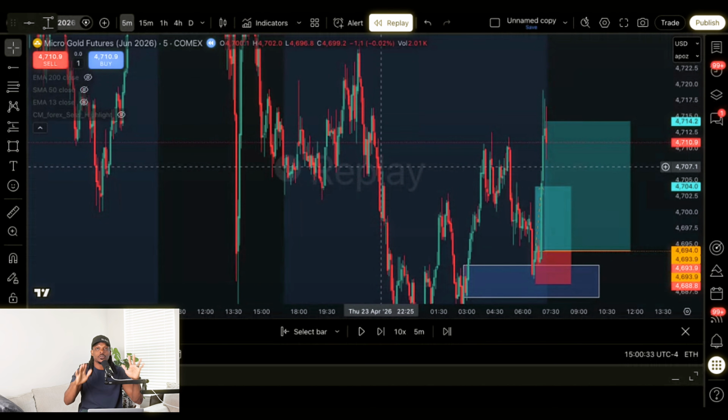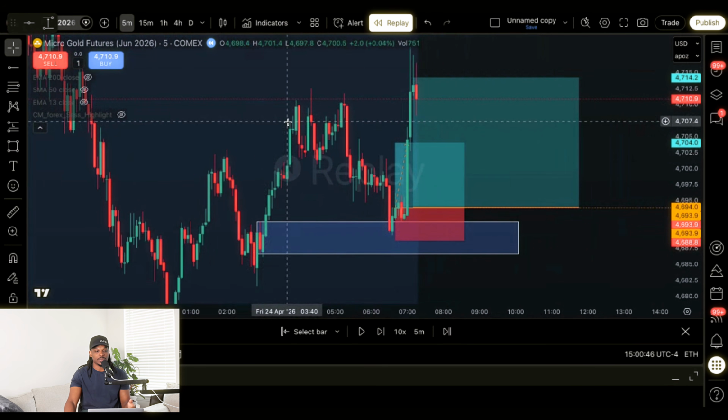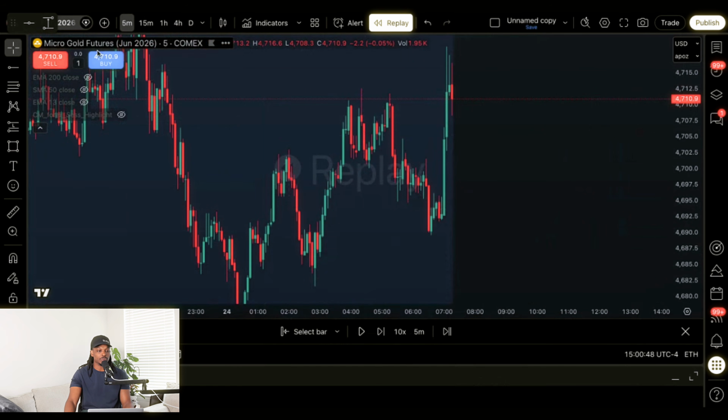Now, what's very powerful, I'm about to show you the 13 EMA confluences along with the 50 and 200 and how I use them to simplify my strategy, especially if supply and demand doesn't work. So now that you see how supply and demand works, let's go ahead and just remove this.